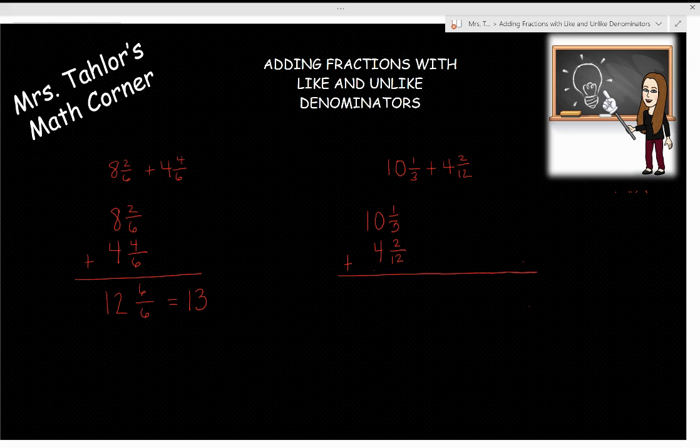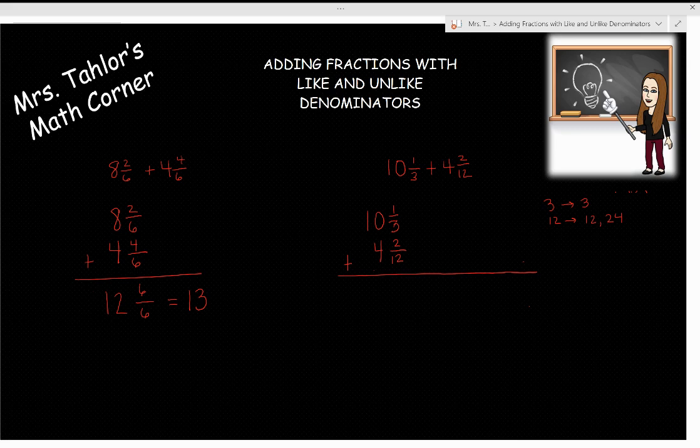Now, to find a common denominator, I'm looking for the least common multiple between 3 and 12. So I'm going to write 3 and 12. I'm going to use 12 and say that 12 times 1 is 12. 12 times 2 is 24. I'm going to go ahead and jump to 3.